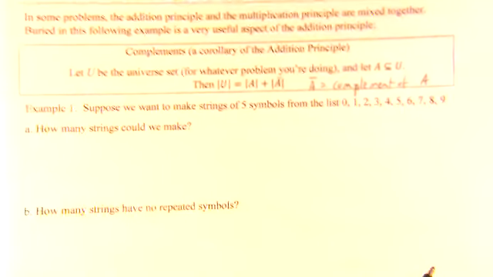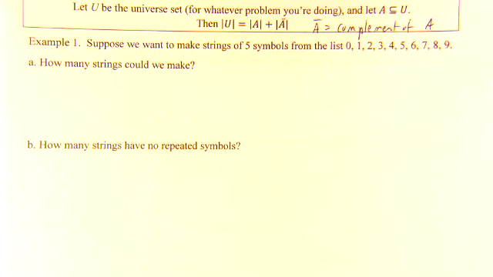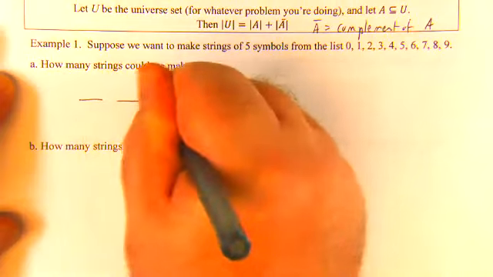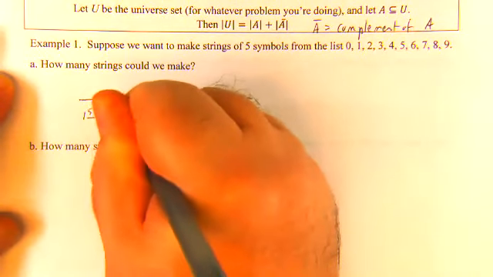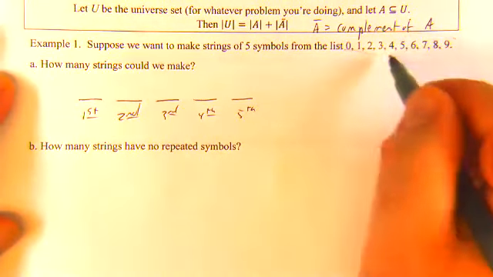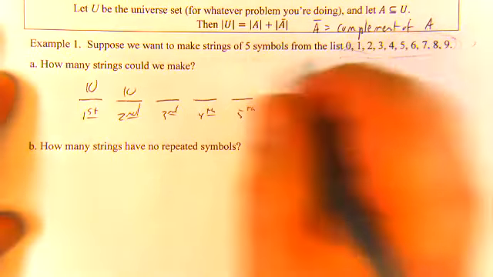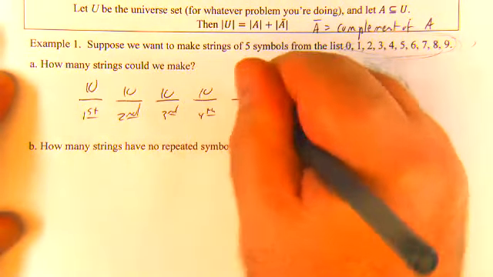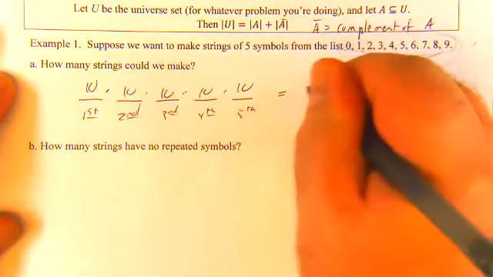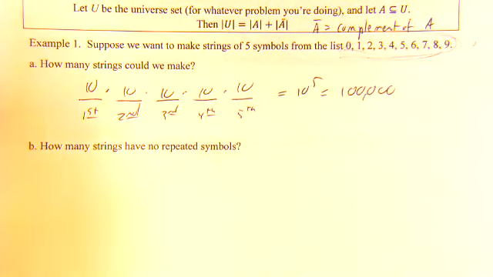So here's a couple of examples of starting with the multiplication principle. We have 10 digits, 0, 1, 2, 3, 4, 5, 6, 7, 8, 9, and you want to make strings of 5 symbols. How many possibilities can you make? Well, 1, 2, 3, 4, 5. Your first thing, your second thing, your third thing, your fourth thing, your fifth thing. Pick one of these to be the first one. There's 10 possibilities. Pick one of these to be the second one. There's 10 possibilities. Pick one of these to be the third one. Pick one of these to be the fourth one, and one of those to be the fifth one. So that's 10 to the fifth, which is 100,000.